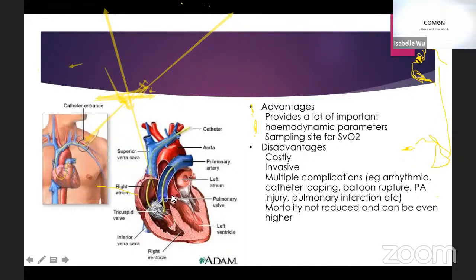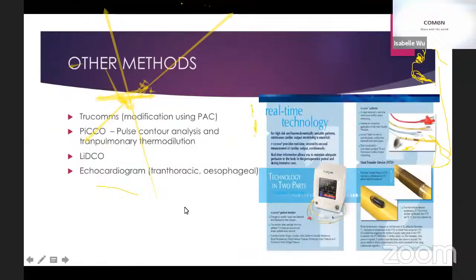Okay, so catheter goes in. It's in the pulmonary artery. It has lots of advantages, but lots of disadvantages. But there are other methods that we can use. You have the TrueComs that actually leaves a device within the catheter, and you can attach it and then continuously monitor all the values. And then you can use your pulse contour analysis method in combination with your transpulmonary thermodilution method, like the PiCCO or the LiDCO. And those also give you a host of values that are very useful.